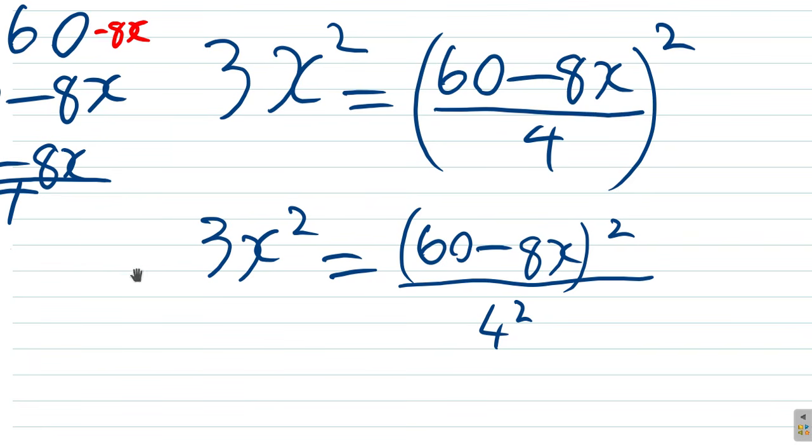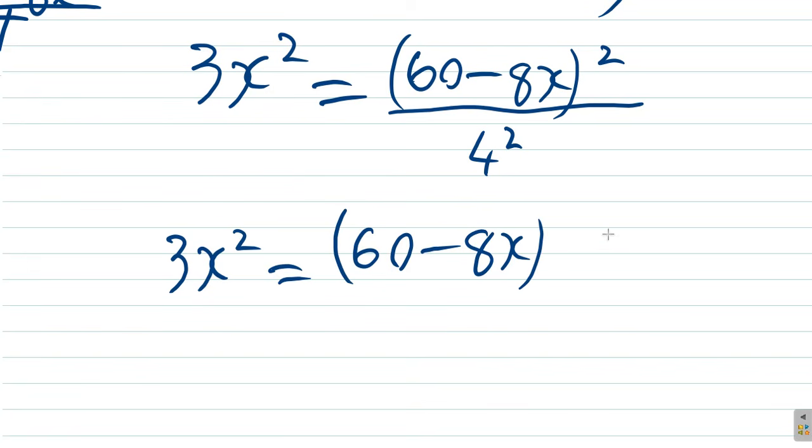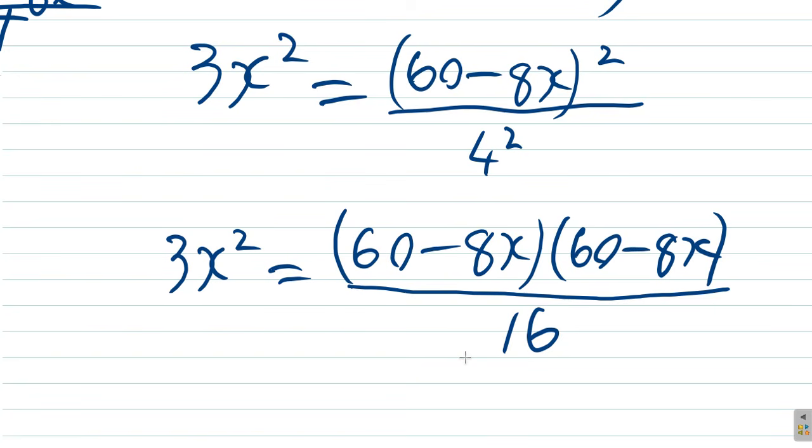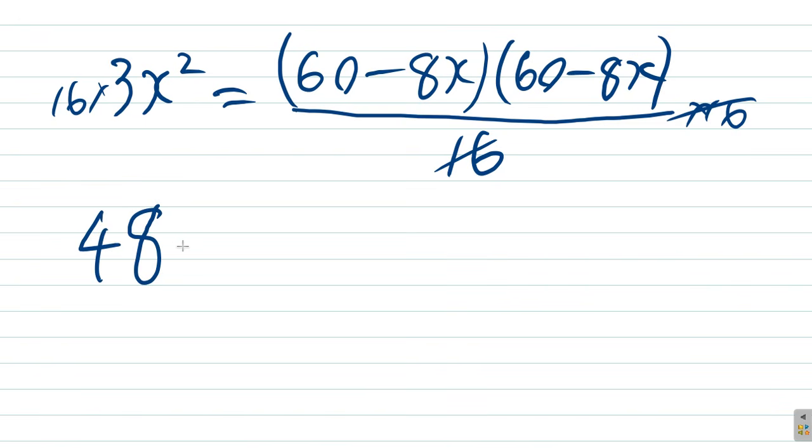So what we have now is that 3x squared is equal to 60 minus 8x squared, which means 60 minus 8x times 60 minus 8x, alright? Over 16. You see that? If you now multiply both sides by 16, this is multiplied by 16 and it will cancel. And this is multiplied by 16. You see that? 16 by 3 is what? 3, 6, 18. Bring down the 8. Carry 1, 3, 1, 3, 1, 4. 48x squared. Alright? Equal.